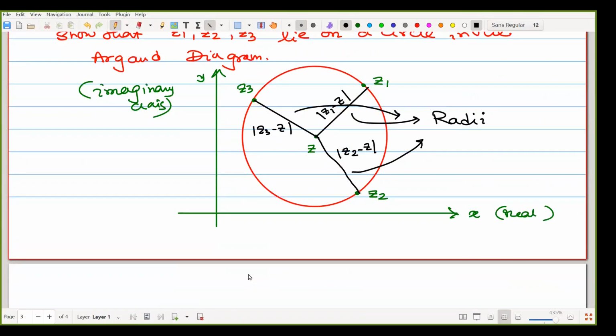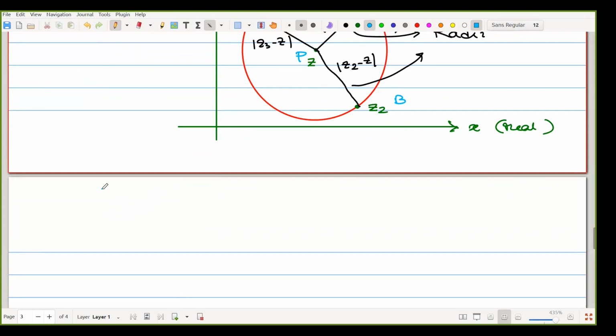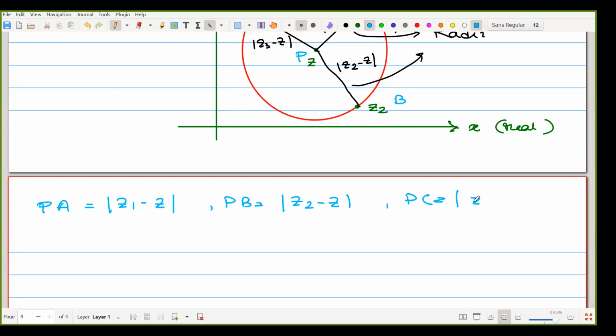So we can write it in that way. Suppose that is our point P, and that is A, that is B, that is C. So we can write PA is equal to modulus of Z1 minus Z, PB is equal to modulus of Z2 minus Z, and PC is equal to modulus of Z3 minus Z. As we have Z1 minus Z is equal to Z2 minus Z is equal to Z3 minus Z.